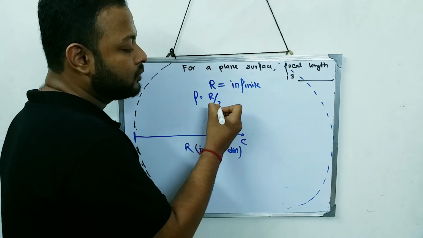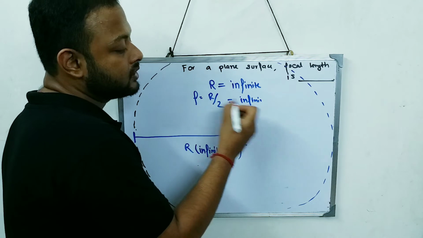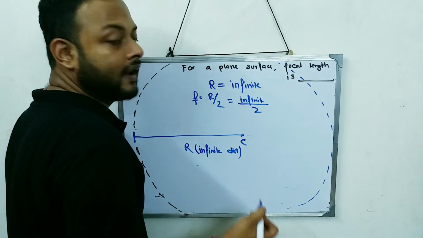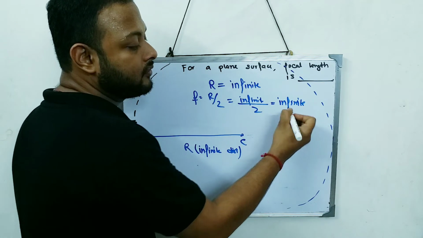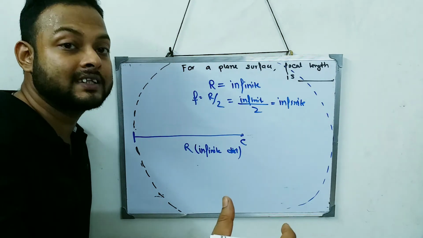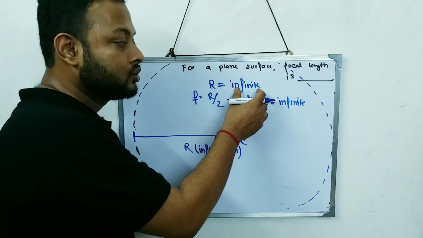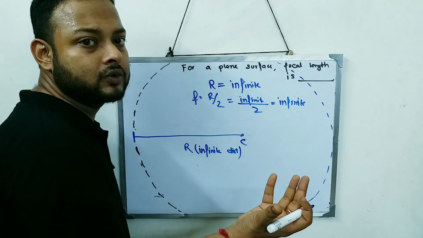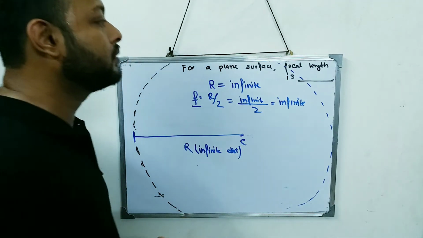If the radius of curvature is infinite, then what about the focal length? Focal length is R by 2. That also becomes infinite, because focal length is R by 2 means infinite by 2, and infinite by 2 will also give me an infinite value only. This is a very massive, humongous value. If I divide a humongous value by 2, it remains humongous. It doesn't become small. So the focal length also becomes infinite.